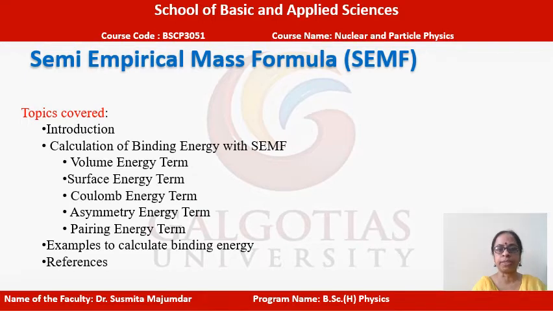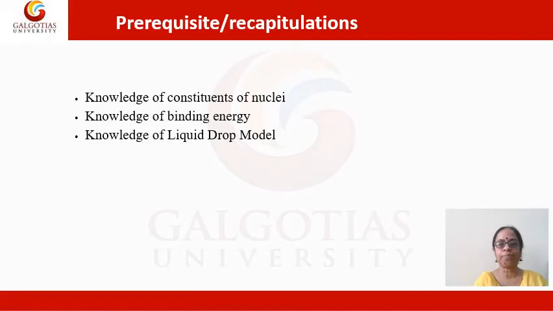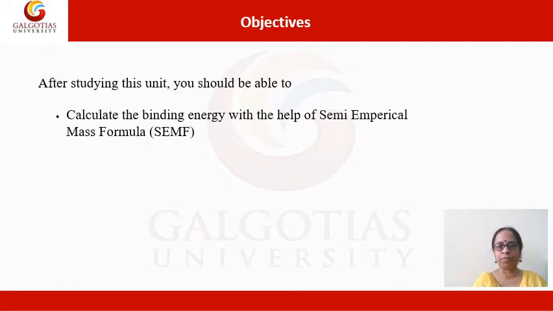I will cover the topics calculation of binding energy with semi-empirical mass formula. Here volume energy term, surface energy term, Coulomb energy term, asymmetry energy term, pairing energy term we will discuss. We will see some examples to calculate binding energy. As a prerequisite, we should have the knowledge of constituents of nuclei, knowledge of binding energy and liquid drop model. The objective: after studying this unit, we will be able to know the binding energy with the help of semi-empirical mass formula.